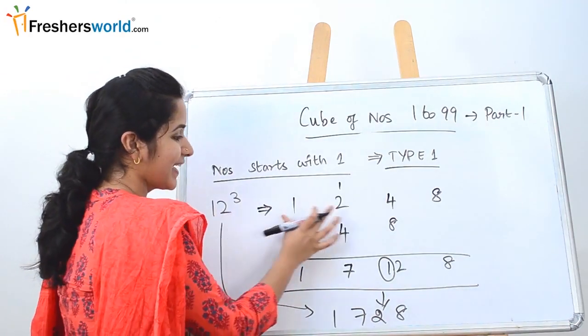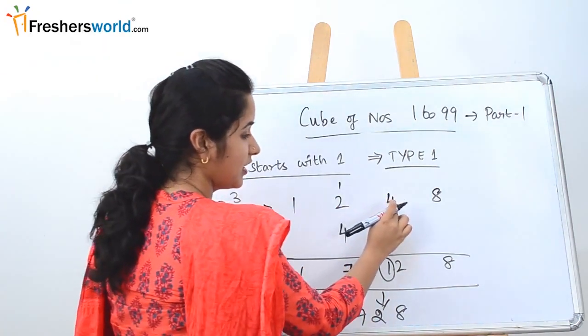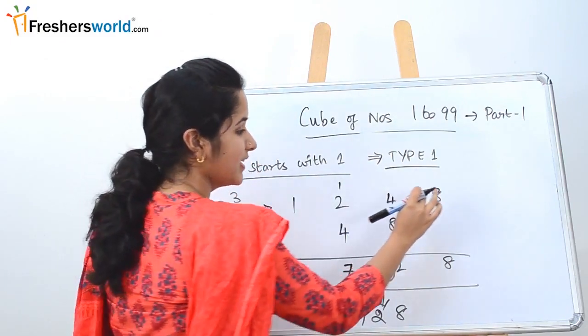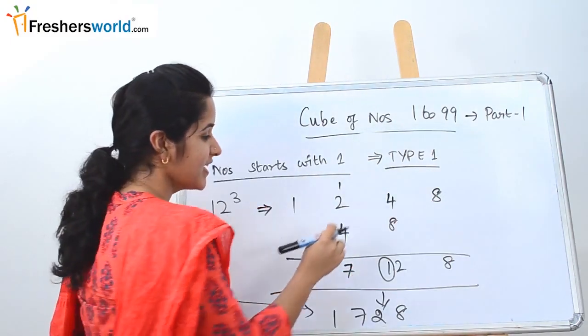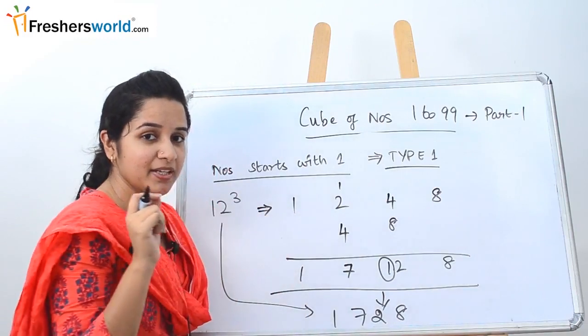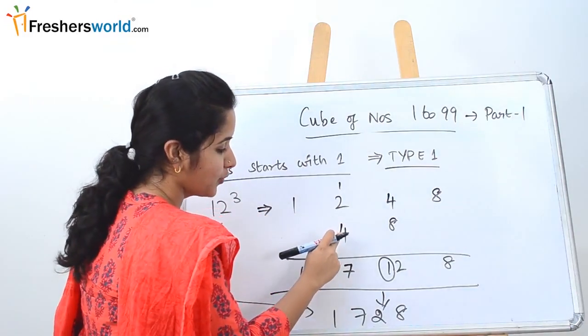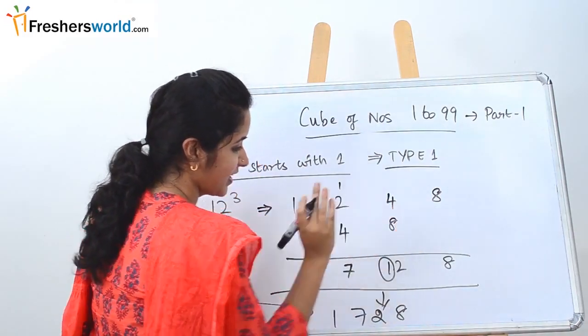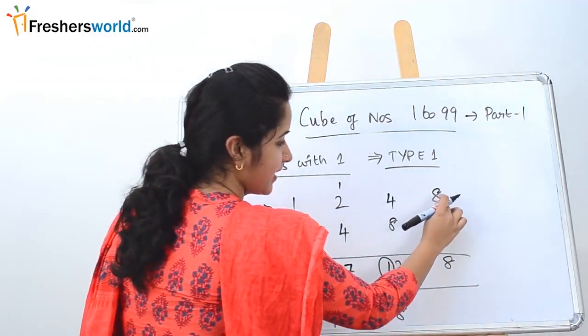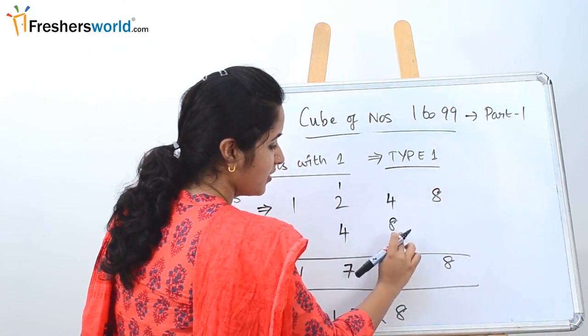First two digits, write it as such. Square of the number is 4. Cube of the number is 8. The middle two digits are nothing but 2 and 4. You are multiplying it by 2. So 2 into 2 is 4. 4 into 2 is 8. So now we are going to add it. 8 as such. 8 plus 4 is 12.